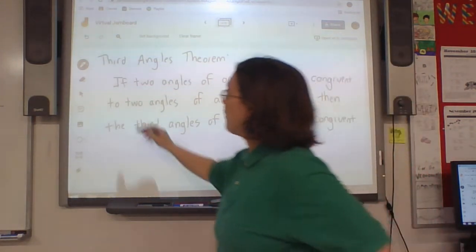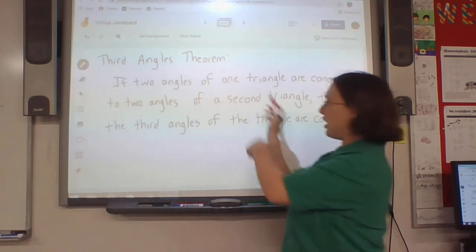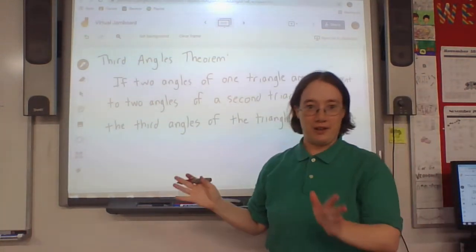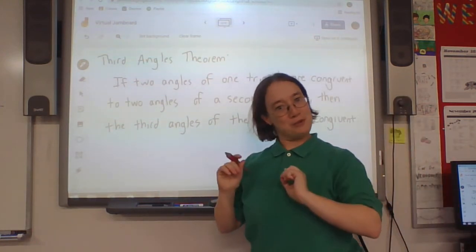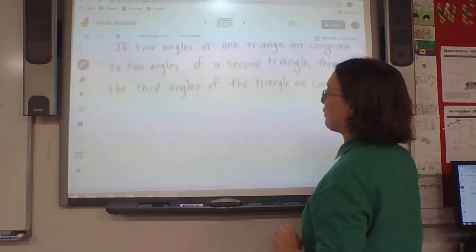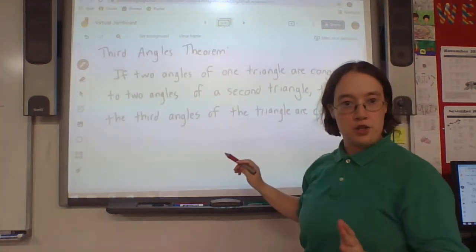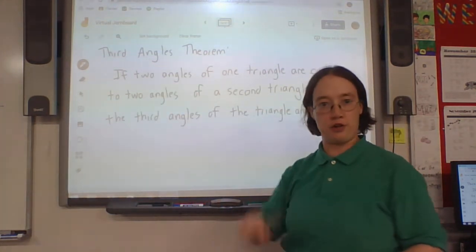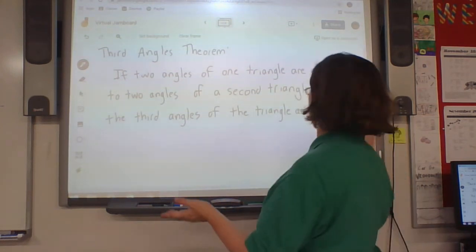The third angles theorem says if two angles of one triangle are congruent to two angles of a second triangle, then the third angles of the triangle are congruent. Now, you're probably looking at that going, well, yeah, of course, duh, which means this is going to be a pretty short proof. So if we want to write a little proof for this, first thing we're going to want is two triangles, because we got two angles of one triangle congruent to two angles of a second triangle, so we're going to need two triangles, and we're going to try to draw them, more or less congruent.